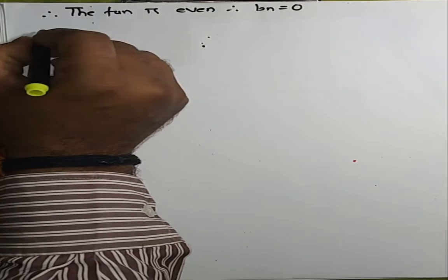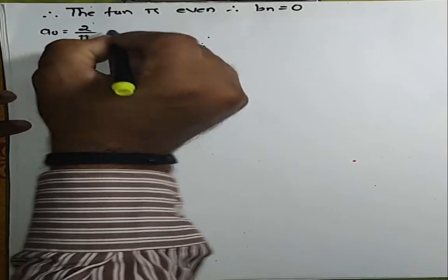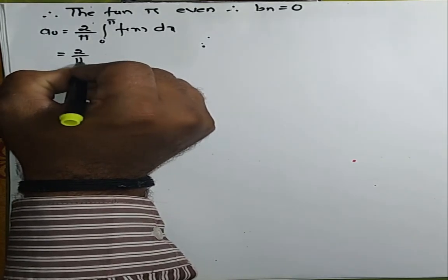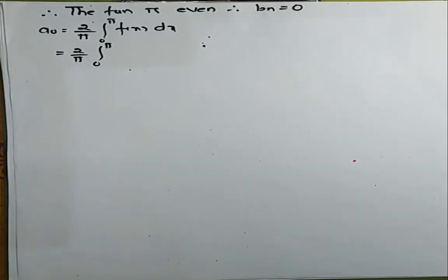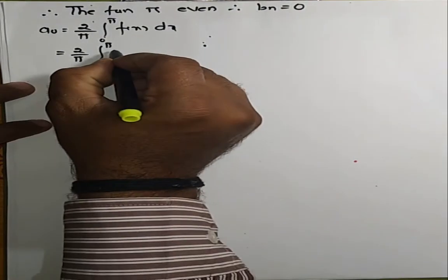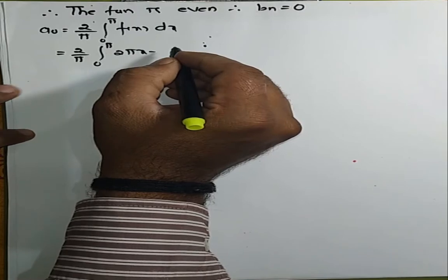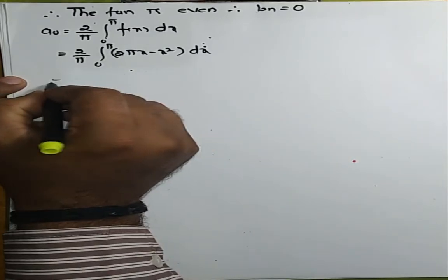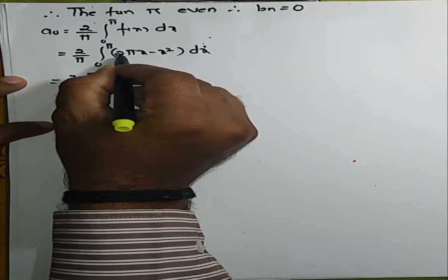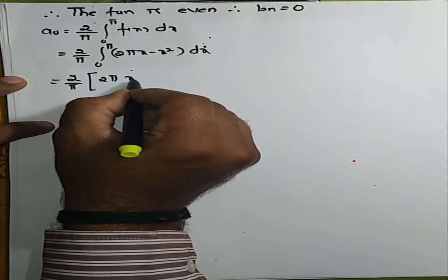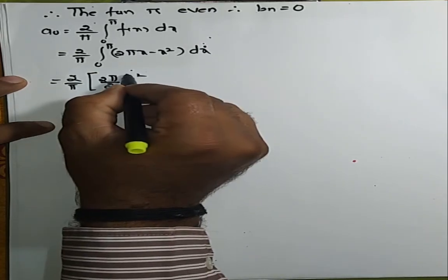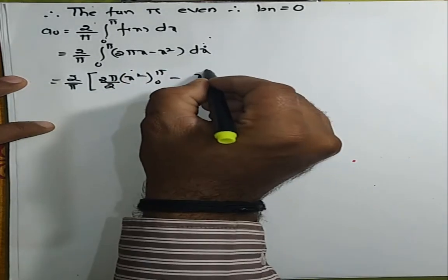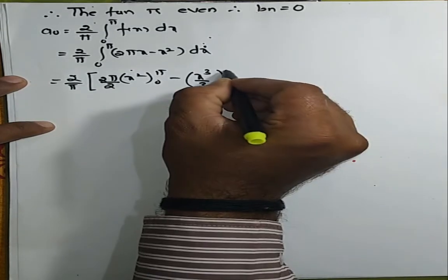So a naught is equal to 2 divided by pi integration 0 to pi f of x into dx. So therefore 2 divided by pi integration 0 to pi, then the function is f of x. By multiplying x inside, I can write 2 pi x minus x square into dx. Okay, now apply the integration. So 2 pi is the constant, integration of x is x square divided by 2, applying limit 0 to pi, minus integration of x square is x cube divided by 3, applying limit 0 to pi here.